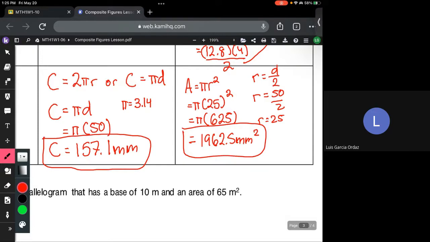Apples here. For pie. Apple pie. Hold on. I'm trying to find this pi button here. Coconut pie.